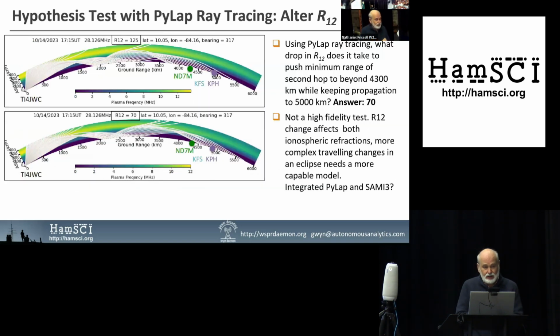Now, using PyLab, so Python wrapper with PyLab, I can simulate this in a crude way in that I have to drop the sunspot number artificially to try and push ND7M here on the bottom graph and the Utah station out from being able to receive those signals on the top graph with the effective sunspot number of 125, but when I push the sunspot number down to 70, the Nevada and the Utah stations go into the second skip zone. They don't hear anything. That's like what we observed. But KFS and KPH still have rays going to them with a sunspot number of 70. So that's my estimate of the effect of the eclipse was equivalent to dropping the sunspot number from 125 down to 70.